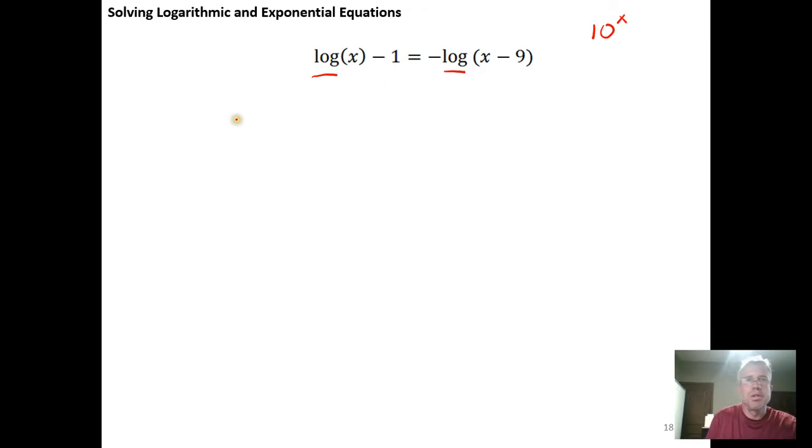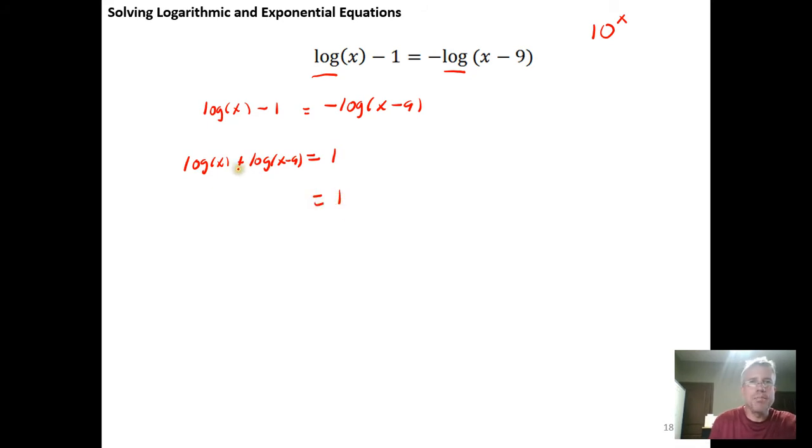So I'm going to go ahead and rewrite the equation. So log base 10 of x minus 1 equals the opposite of log base 10 of x minus 9. I'm going to go ahead and add 1 to both sides, which is going to give me a 1 on the right hand side. I'm going to add, because I have a negative log x minus 9, I'm going to add log x minus 9 to both sides, which is going to give me log x plus log x minus 9. And now I can use log properties.